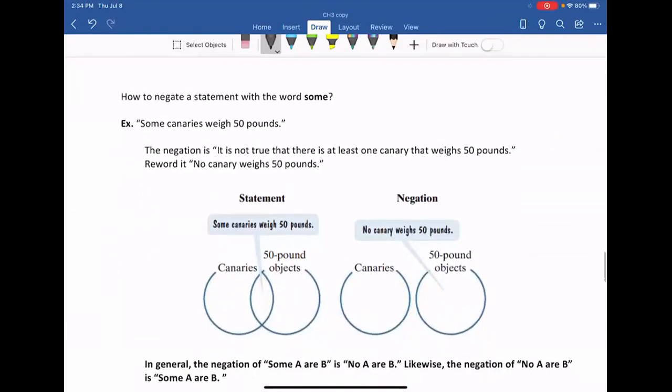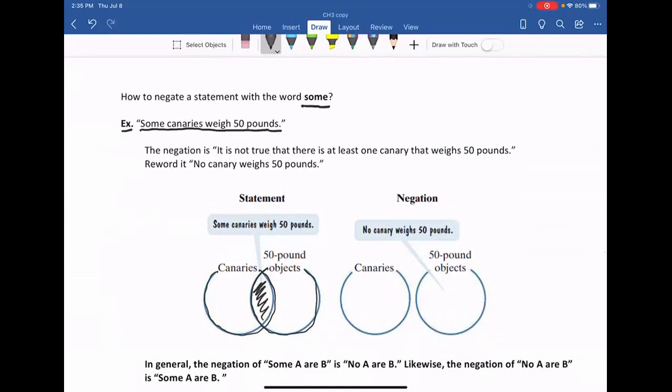Okay, how to negate a statement with the word "some"? For example, some canaries weigh 50 pounds. We can draw the Venn diagram like here. This one is canaries, and this set is 50-pound objects. So some canaries weigh 50 pounds.